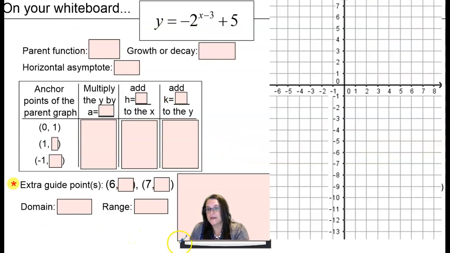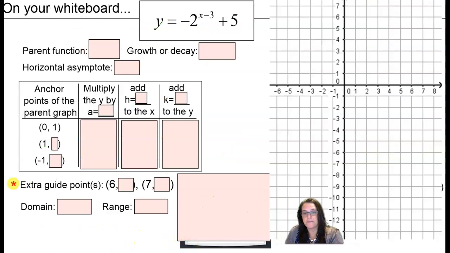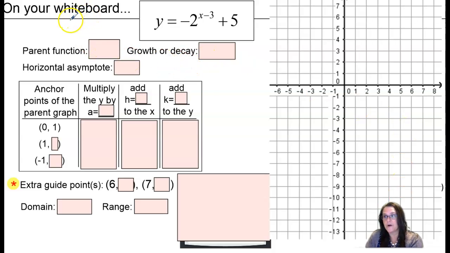Okay, so go ahead and try this problem on some scratch paper or on your whiteboard if you have one. You're going to determine first what is the parent function, then is it growth or decay, identify the horizontal asymptote. You're going to do the table in order to transform the anchor points, and then find 2 extra guide points when x is 6 and 7, sketch the graph, and then identify the domain and range. And when you're all finished with that, you can turn the video back on and we'll go over those answers together.